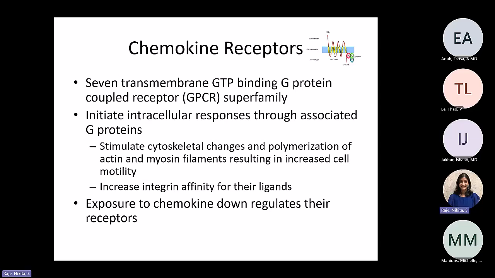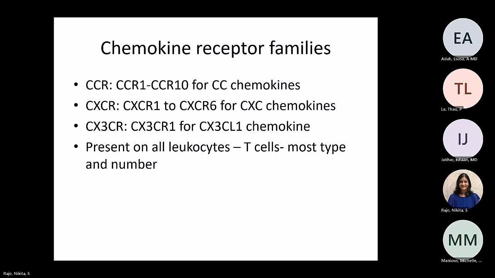It also increases the integrin affinity for the ligand, and we'll talk about that a little bit more in depth. So the chemokine binds to the chemokine receptors and helps in the migration or motility of the cells, but also keep in mind that as the chemokine is exposed to the chemokine receptors, the receptors get downregulated. So there is negative feedback.